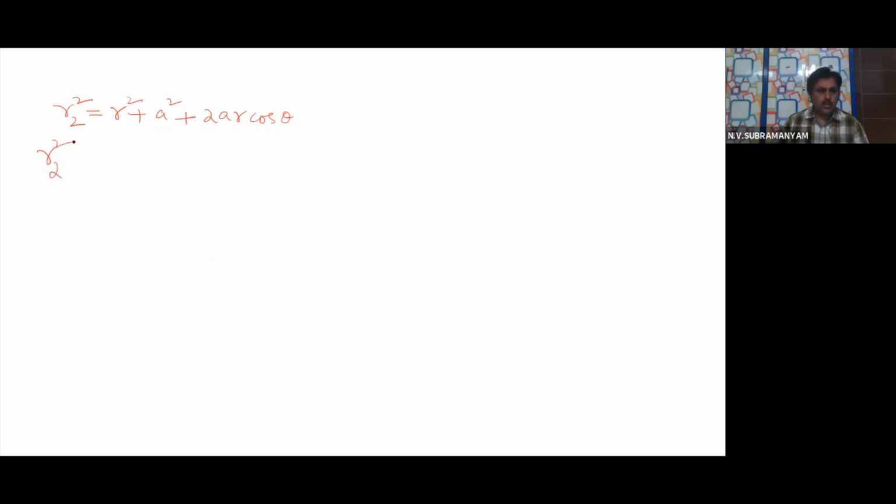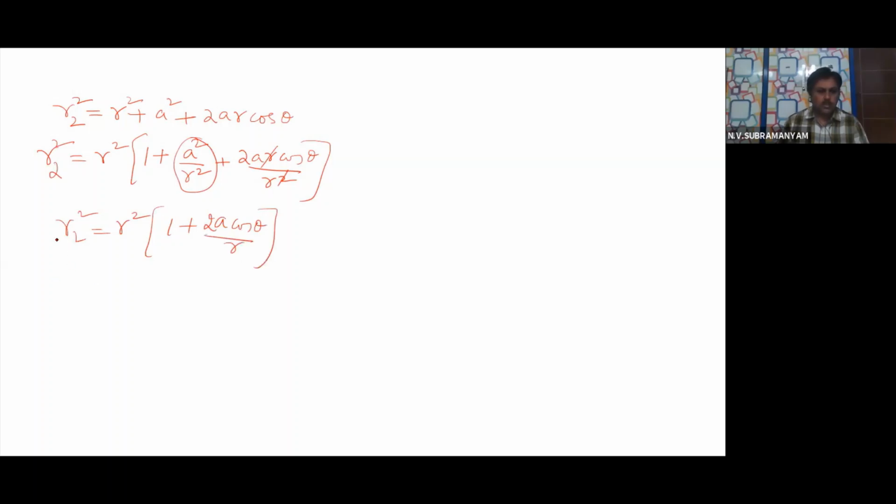Okay, I will take r square common, 1 plus, again just now we did, same like that only, a square by r square plus 2ar cos theta by r square. Okay, one r cancels, right? This a square by r square, neglect. Then r2 square is equal to r square into 1 plus 2a cos theta by r. Okay, then from this, take the reciprocal.